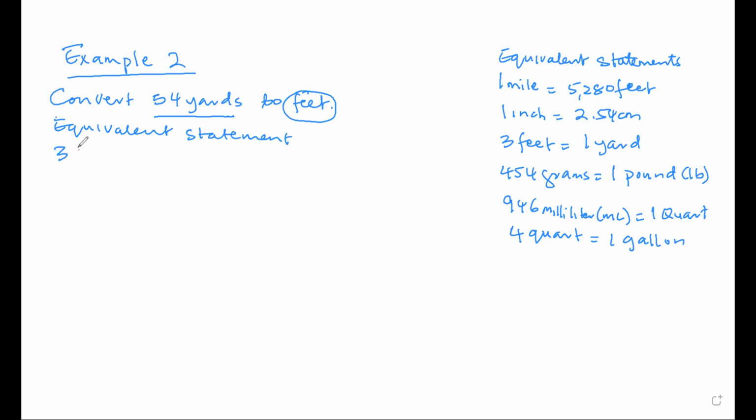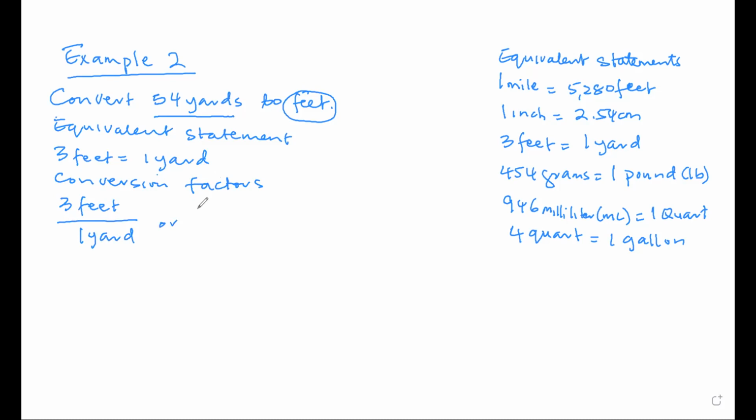Three feet equal to 1 yard. Okay, now we write the conversion factors: 3 feet over 1 yard, or 1 yard over 3 feet.